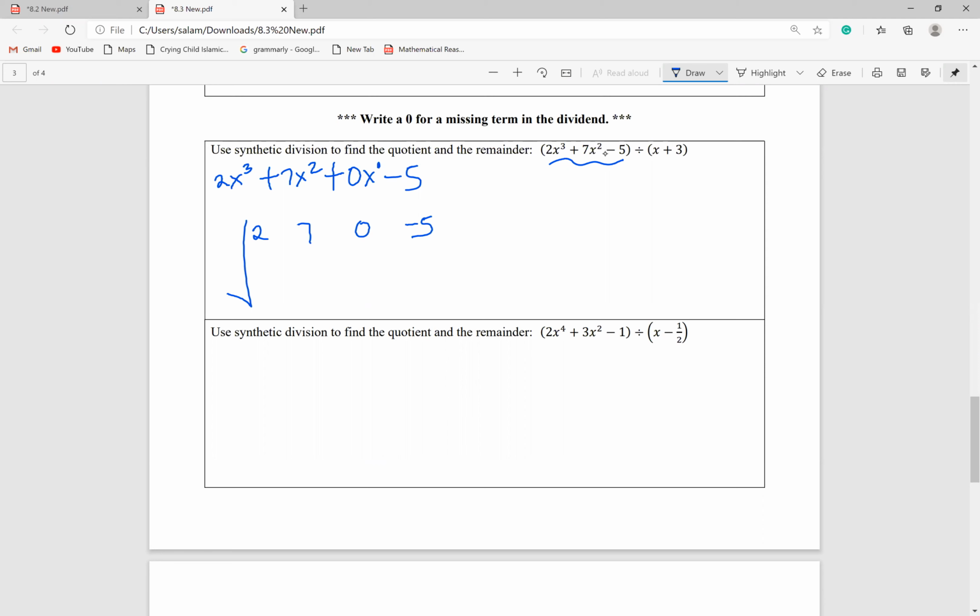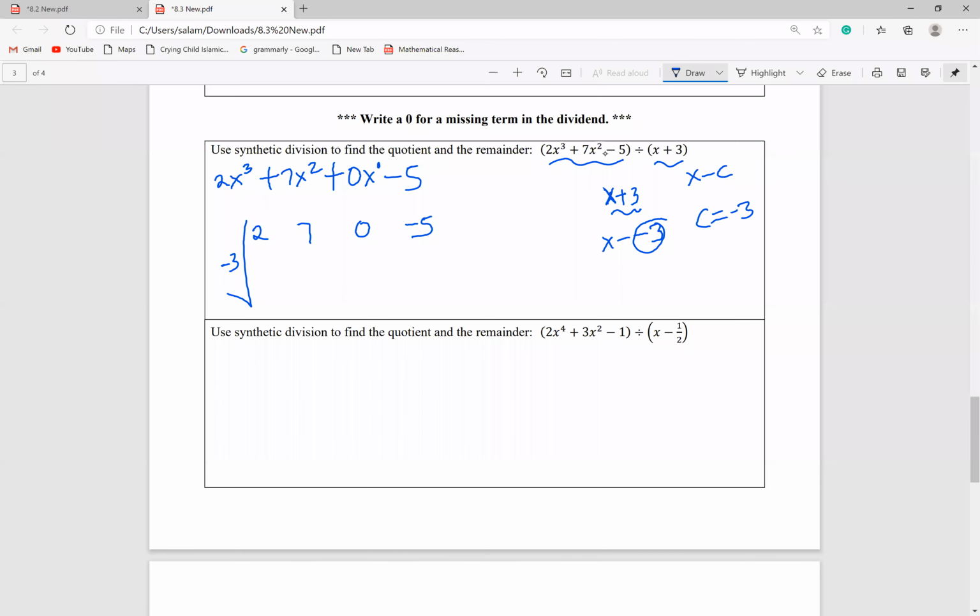We are dividing by our divisor, x plus 3. When we use synthetic division, what we use is our c, so I compare this to x minus c. I rewrite x plus 3 as x minus -3, so that when I compare with x minus c, -3 is my c. So c is equal to -3, and that is what I'm going to have here.